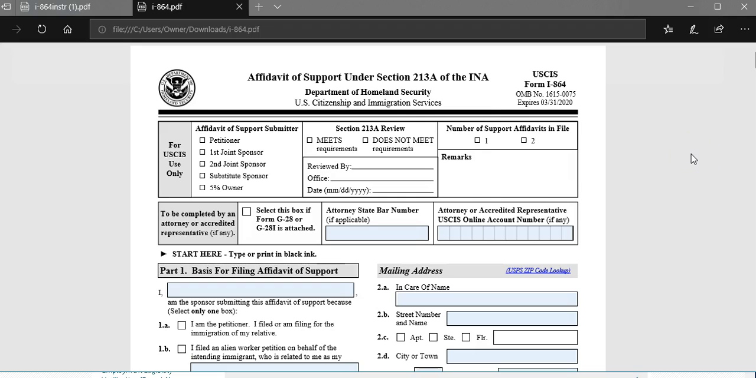In the form I-864, which is Affidavit of Support. And this is the expiration date of this form, March 31st, 2020. Okay, this first part is going to be for USCIS use. We don't do anything in this area.